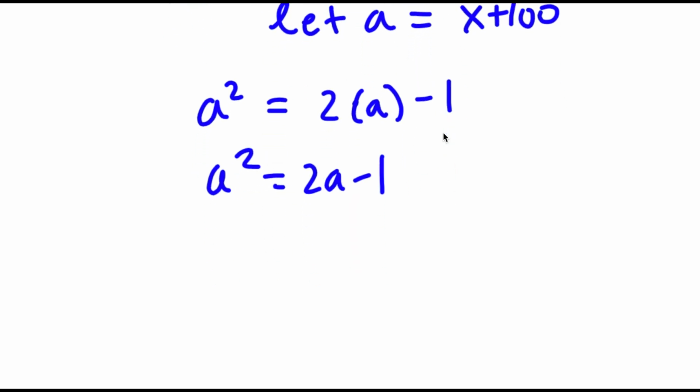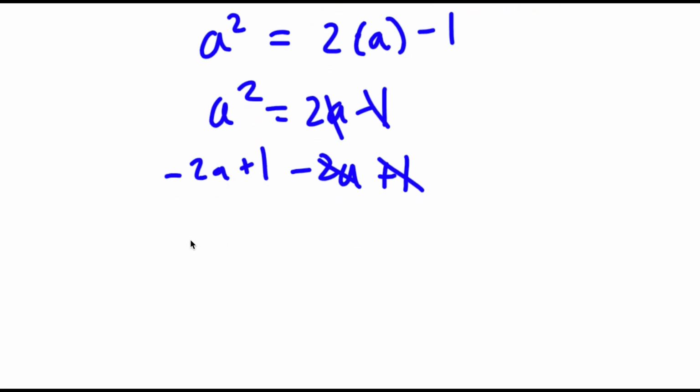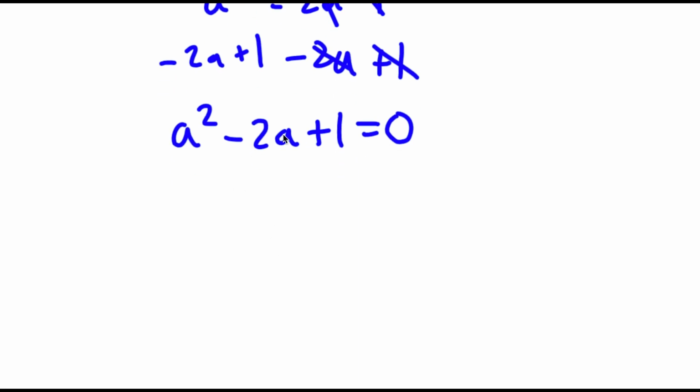Now, I'm going to go ahead and subtract 2a and add 1 on both sides. So then these two cancel out, and now I'll be left with a squared minus 2a plus 1 is equal to 0. Now a squared minus 2a plus 1, that's the same thing as a minus 1 squared. So this is equal to 0.